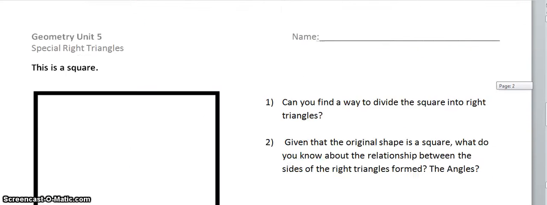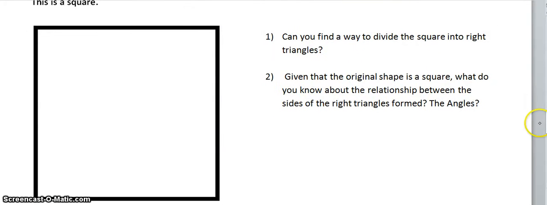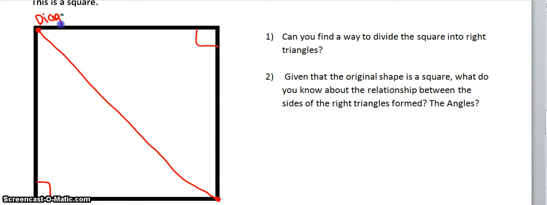Okay, so you'll do more practice with that later. Now, let's say I have a square, and I want to divide this into right triangles. The square already has a 90-degree angle, so if I draw the diagonal, again, a diagonal is a line that connects two vertices. This is the diagonal. Need to know that vocab word. Then I have 2 right triangles here.